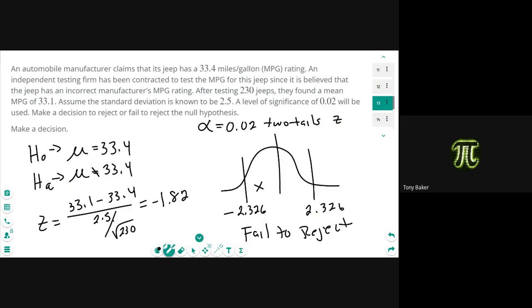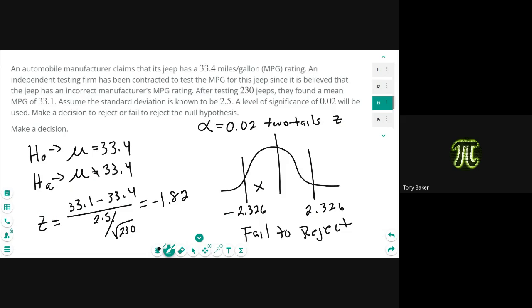Huh? I said it was only a difference of point. Yeah, but it could be really small depending on how big of a sample you have. 230 is a bunch of cars, so you're not going to get that huge of a sample. But it was, and a lot of it has to do again with the significance level. It'd have been a lot closer if we did a 0.05. It'd have been 0.19, so it'd have been a lot closer. But at a 0.02, it's not.